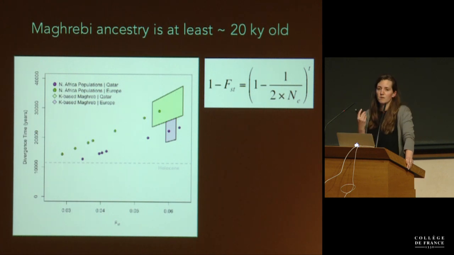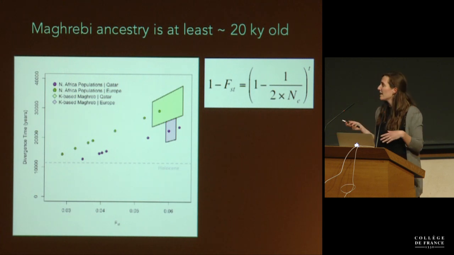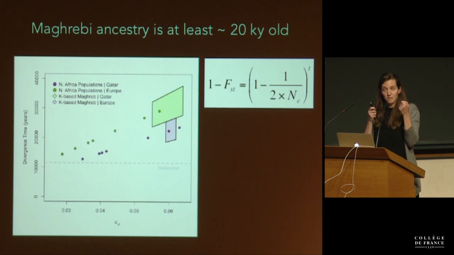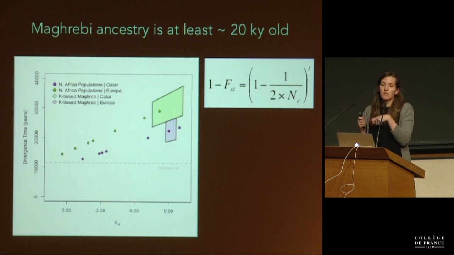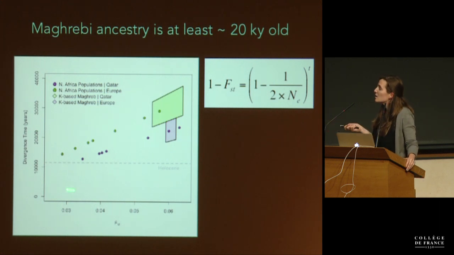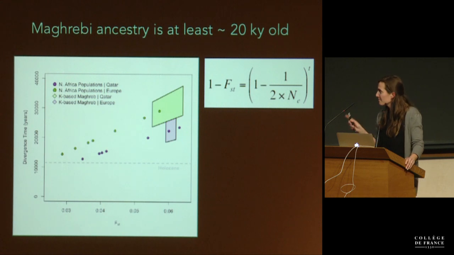So the points are basically comparing populations. And then all the purple points are comparing every North African population that we have with the Basques, actually, in the Iberian Peninsula. And the green points are the same North African populations compared with the Near Eastern populations that we have, that are the Qatari from the Arabian Peninsula. So as you can see, first, it's interesting to see that those populations split prior to the Holocene. So this is already a very interesting result in the field, and I will explain afterwards why.